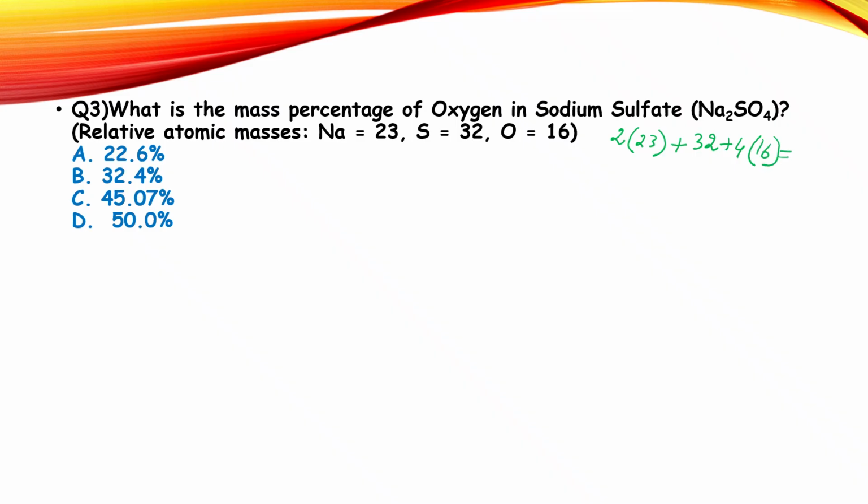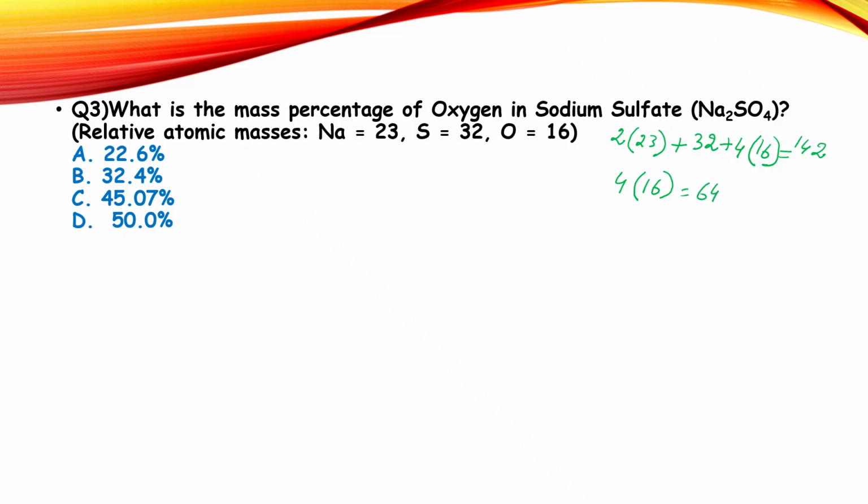So the total mass in grams of sodium sulfate comes out to be 142. Now let us find mass in grams of oxygen. In the formula unit we can see there are 4 atoms of oxygen. So relative atomic mass in grams of oxygen is 16. We'll multiply it with 4. Answer comes out to be 64.